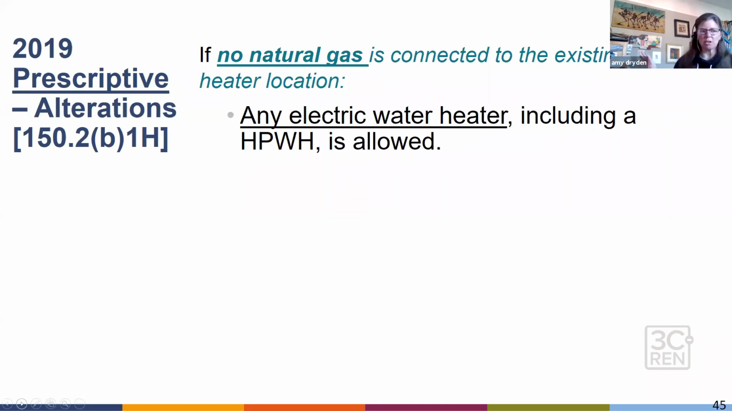So that was for new construction and additions. If I think about alterations, we have 2 different categories we're looking at. One if no natural gas is available, and one if natural gas is available. So if I have no natural gas available at my water heater, this is a change in the definition, at the existing water heater location, not to the house, that's fine, but at that water heater location, then I can install any electric water heater, including a heat pump water heater. All is fair game.